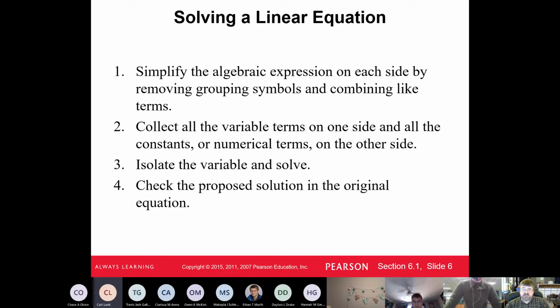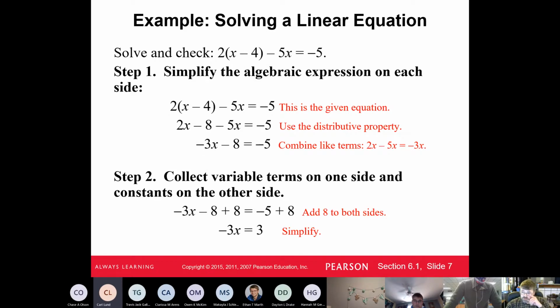And then we want to make sure to check. And the reason we want to make sure to check is that occasionally you will get a solution that looks right, but it doesn't actually solve the original equation. That does not typically happen with linear equations. It does happen with quadratic equations and other types that we will talk about a little bit later on next week. So here's an example from your textbook.